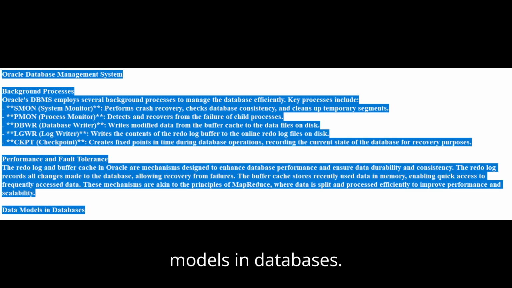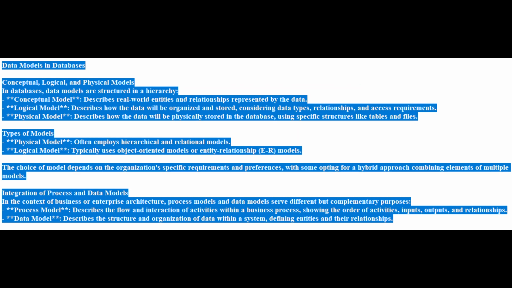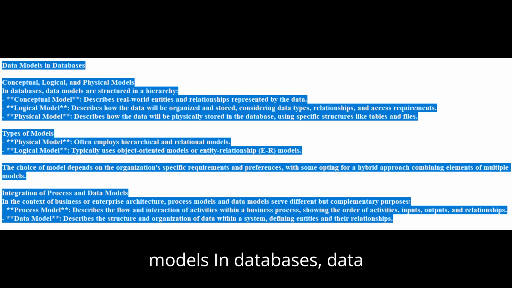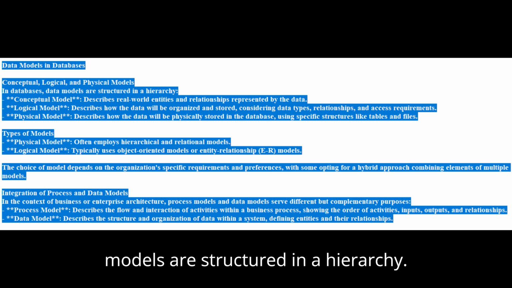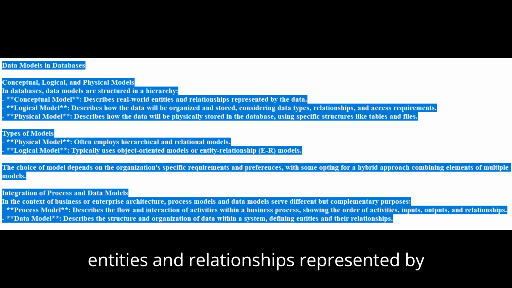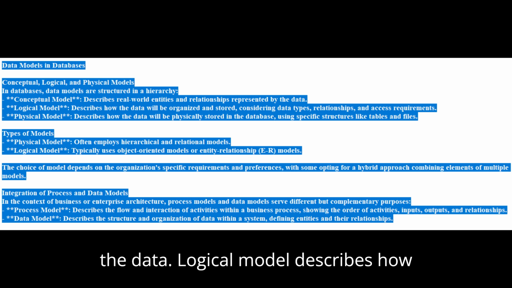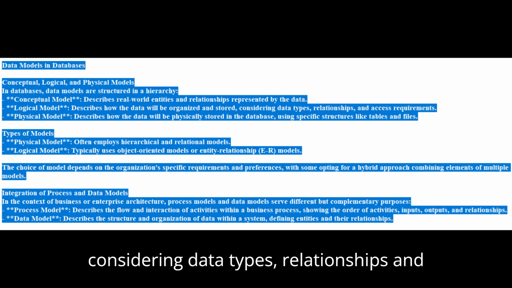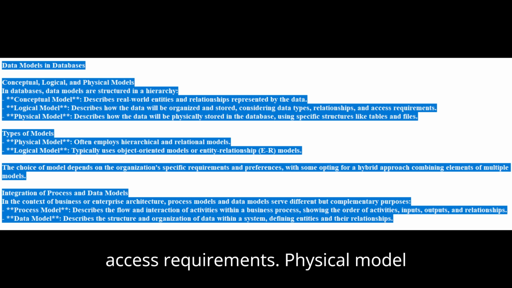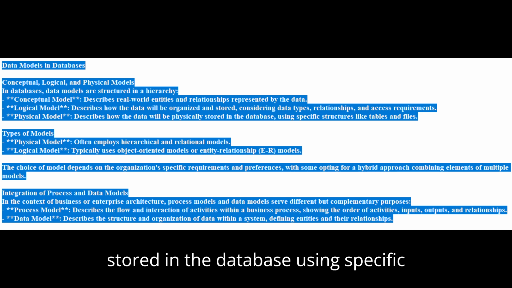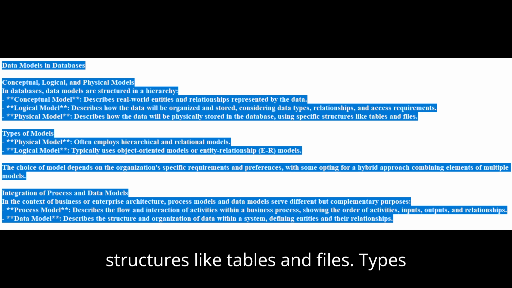These mechanisms are akin to the principles of MapReduce, where data is split and processed efficiently to improve performance and scalability. Data models in databases. Conceptual, logical, and physical models. In databases, data models are structured in a hierarchy. The conceptual model describes real-world entities and relationships represented by the data. The logical model describes how the data will be organized and stored, considering data types, relationships, and access requirements. The physical model describes how the data will be physically stored in the database, using specific structures like tables and files.